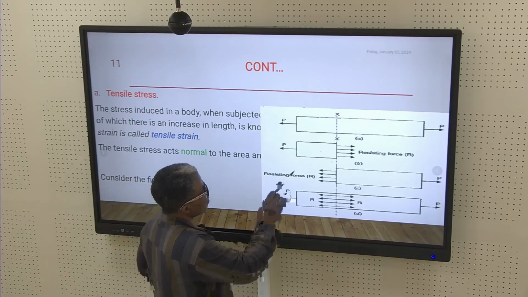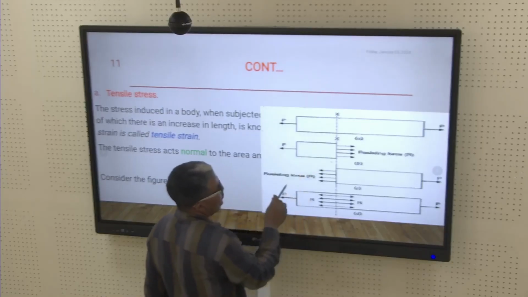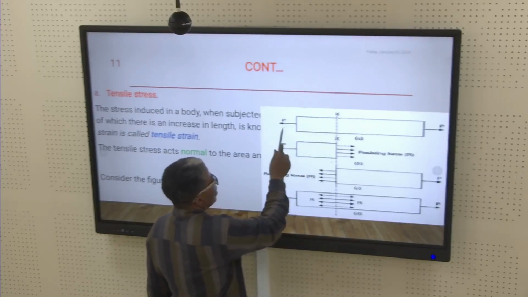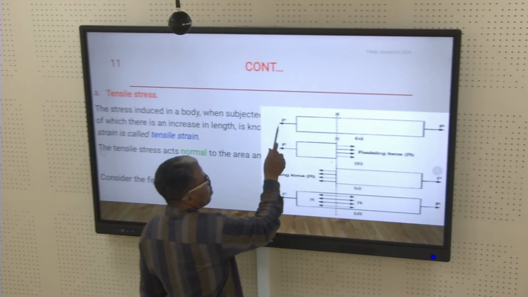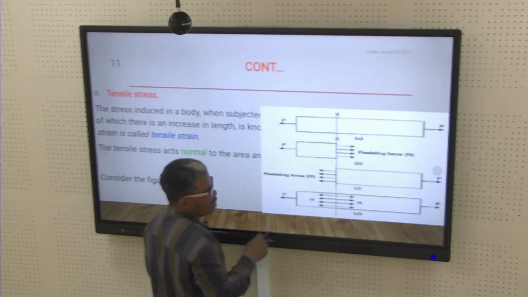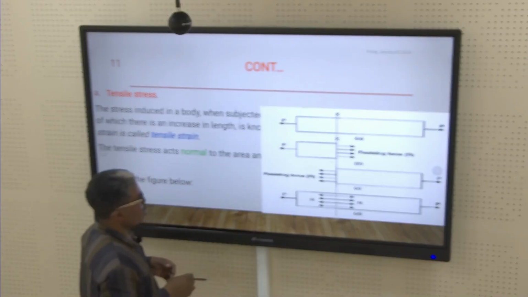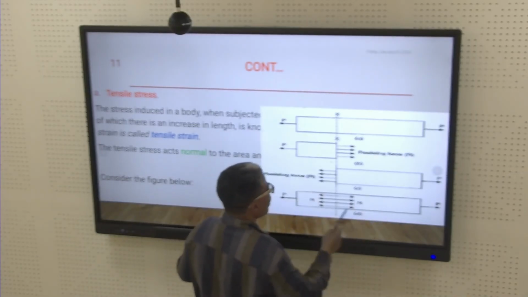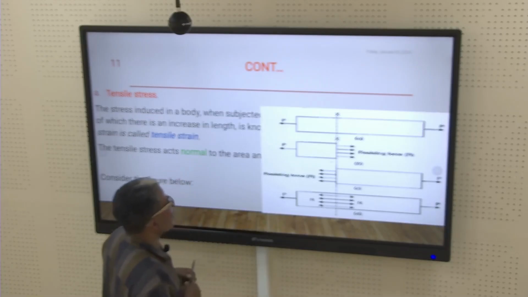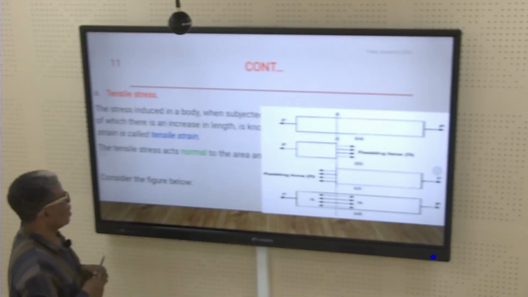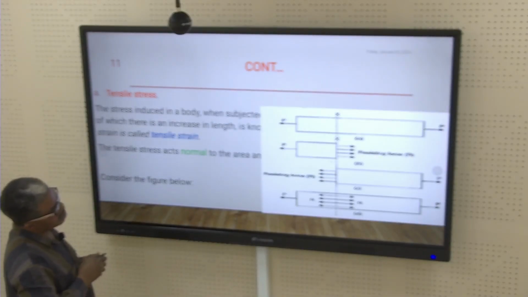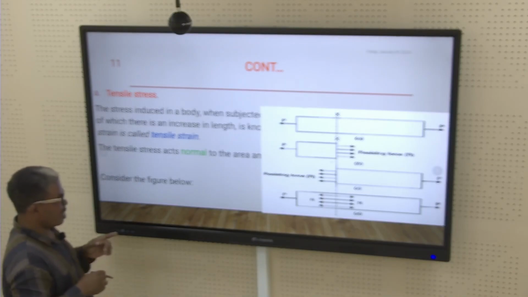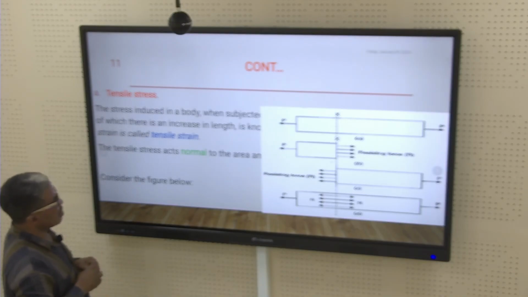This is the body here, and it is subjected to the force P in both directions. So if this force is pulling away, this object tends to increase in length. If you take the increased length to the original length, you will get the so-called strain.